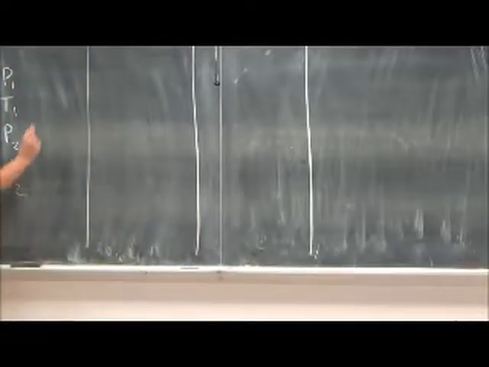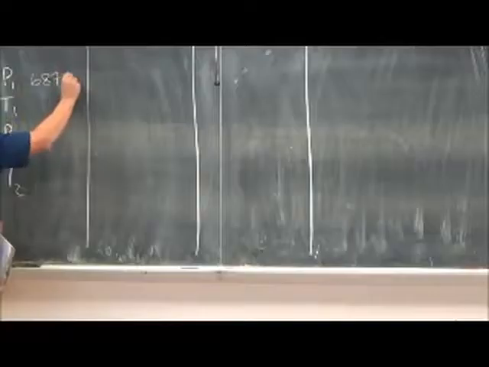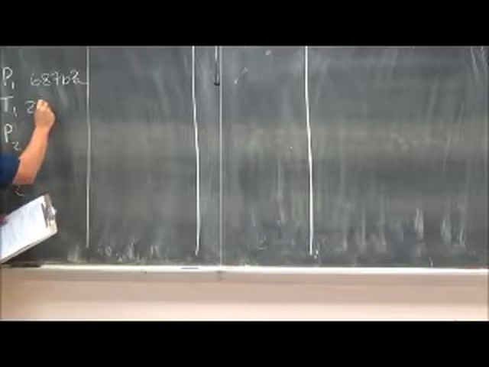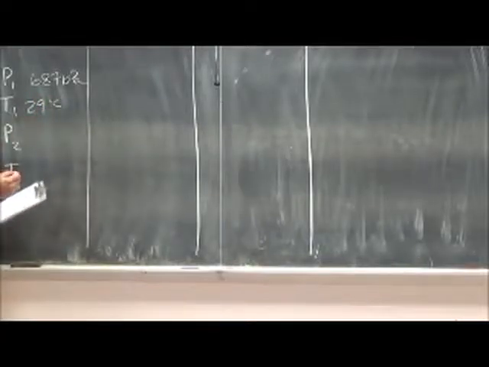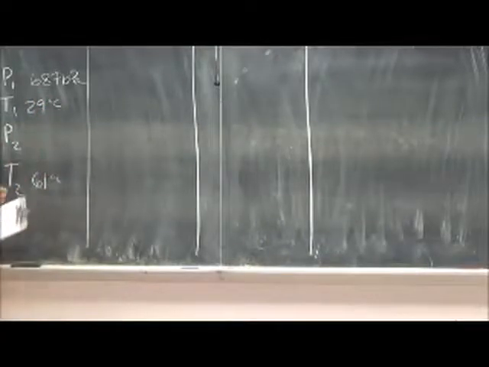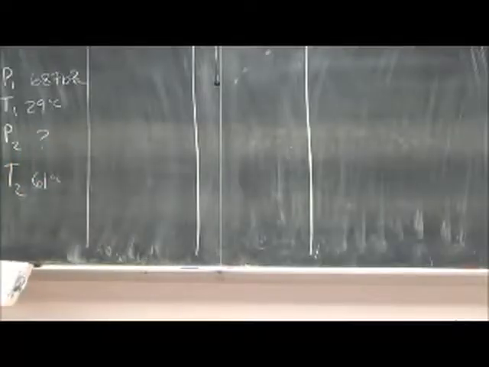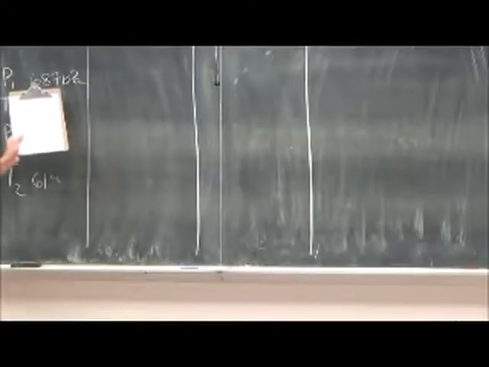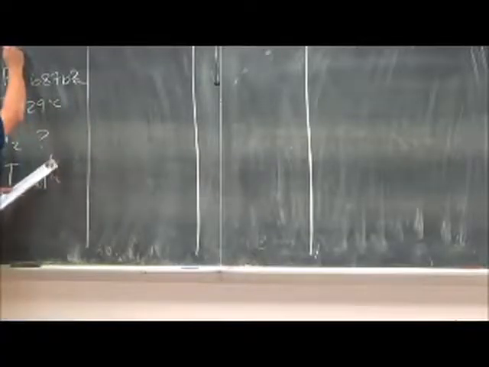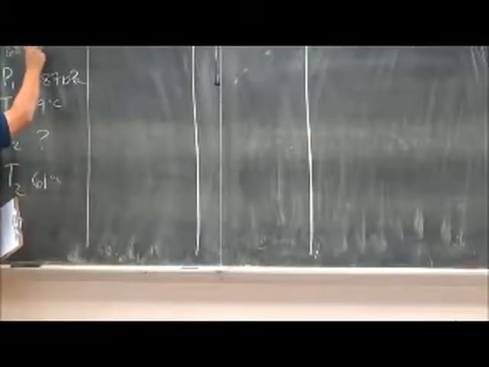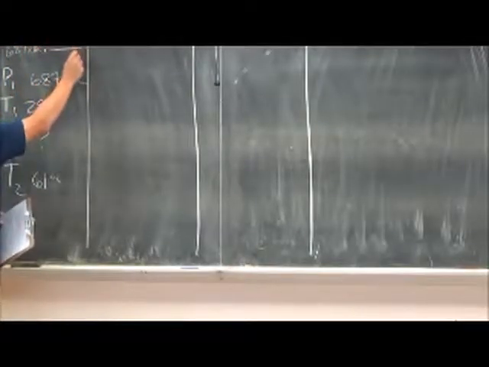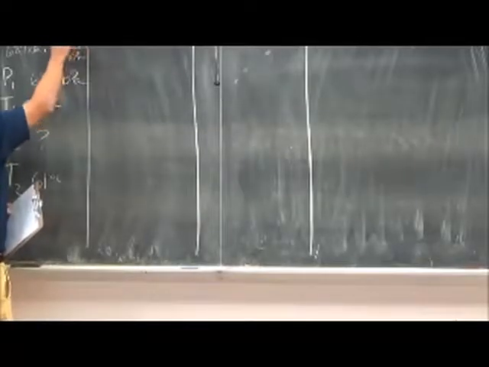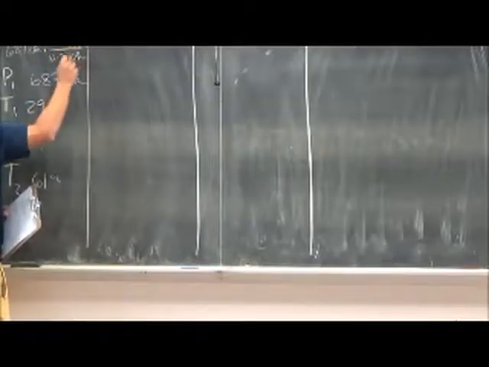So we have our givens. We have 687 kilopascals. Our initial temperature for now is going to be 29 degrees Celsius. Our final temperature is going to be 61 degrees Celsius. Our P2 is going to be our unknown, our final pressure. We're going to do a little conversion on the side here. We're going to convert this to atmospheres. So we're going to take 687 kilopascals. What unit goes down here? Kilopascals. Up here goes atmospheres. 1 atmosphere to 101.3 kilopascals.